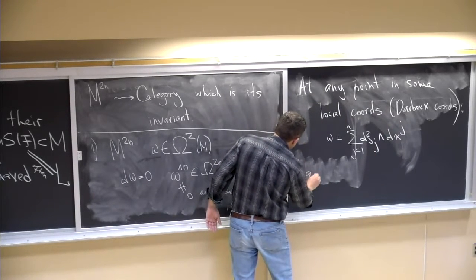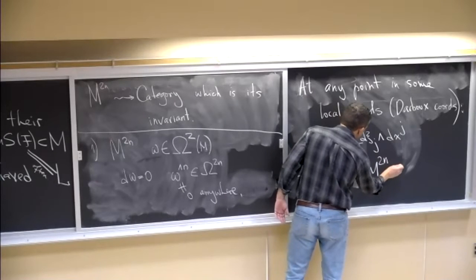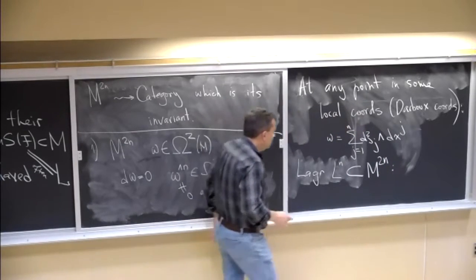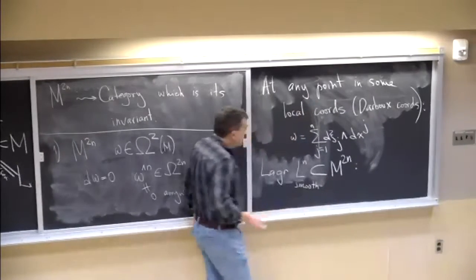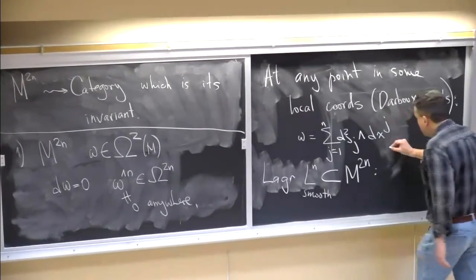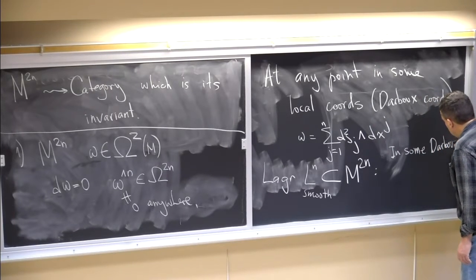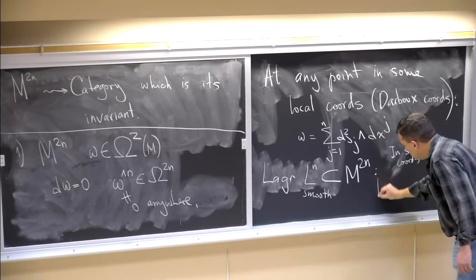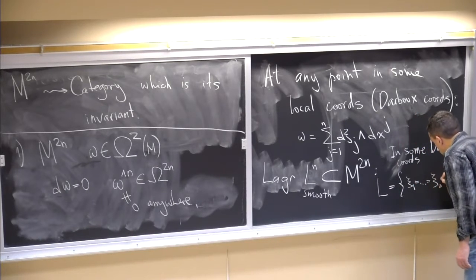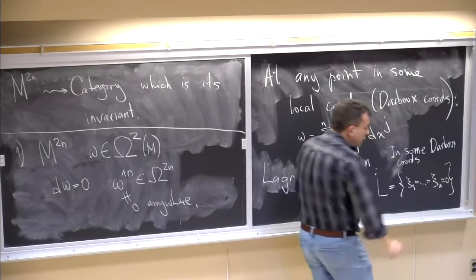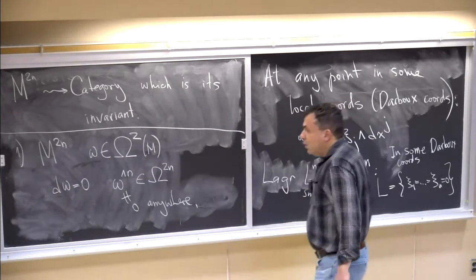Also, Lagrangian submanifolds. Let me just say that it's an n-dimensional smooth submanifold, which in some Darboux coordinates is given by this formula.